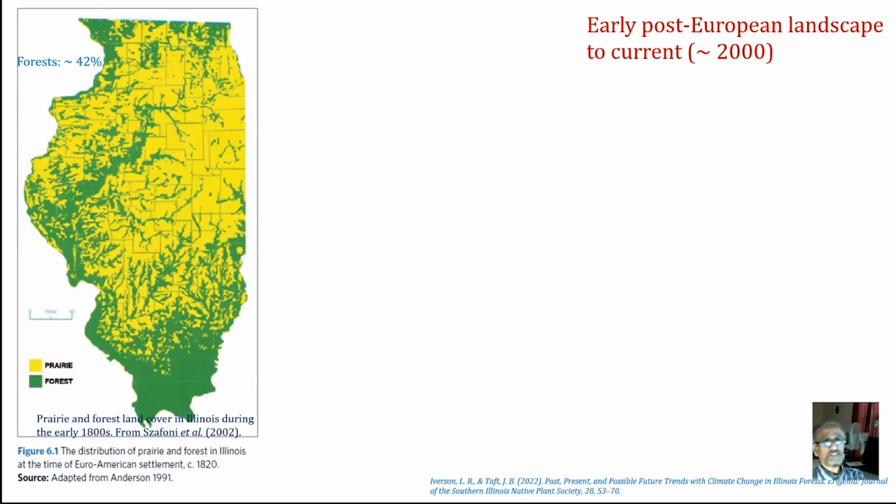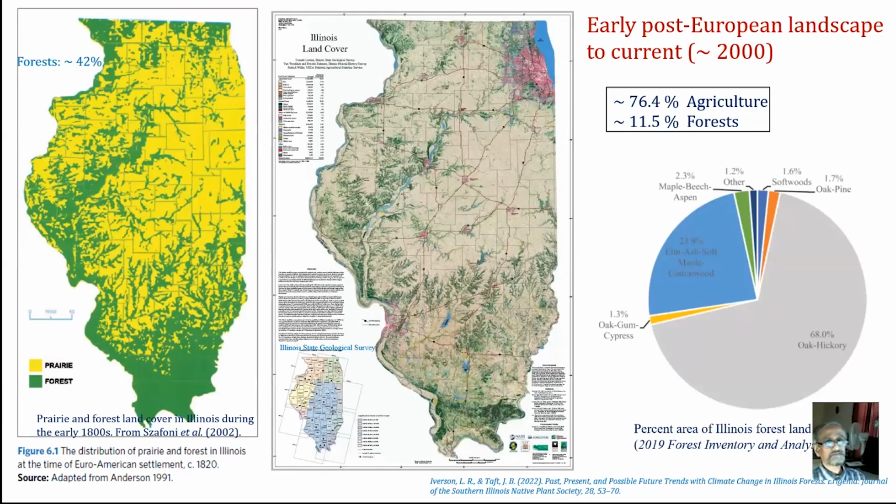So at the time of the Euro-American settlement, approximately 42% of Illinois was forested. And currently it is mostly agriculture, with 76%, and forests about 12%. And within this, the oak hickory forest forms the bulk, 68%, followed by elm ash cottonwood, about 24%. And these estimates are based on the forest inventory and analysis data, which we use extensively in the Forest Service for doing many of our modeling efforts.